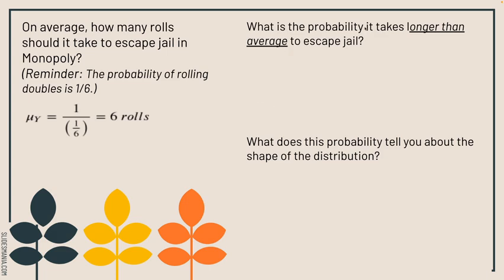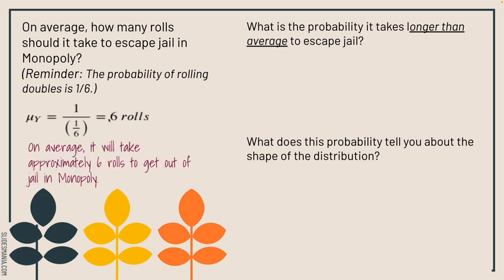Okay, so what is the probability it takes longer than the average to escape jail? Oh, here is the interpretation. Forgot about that. On average, it will take approximately 6 rolls to get out of jail in Monopoly. Okay, let's go ahead and look at this last one.